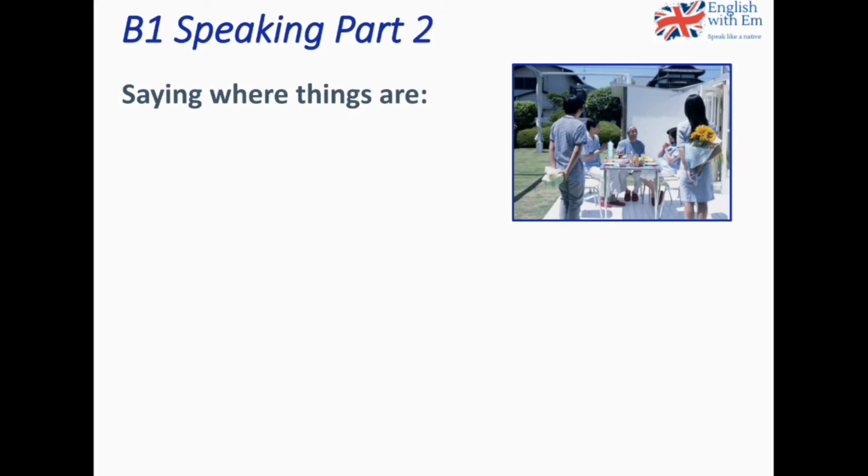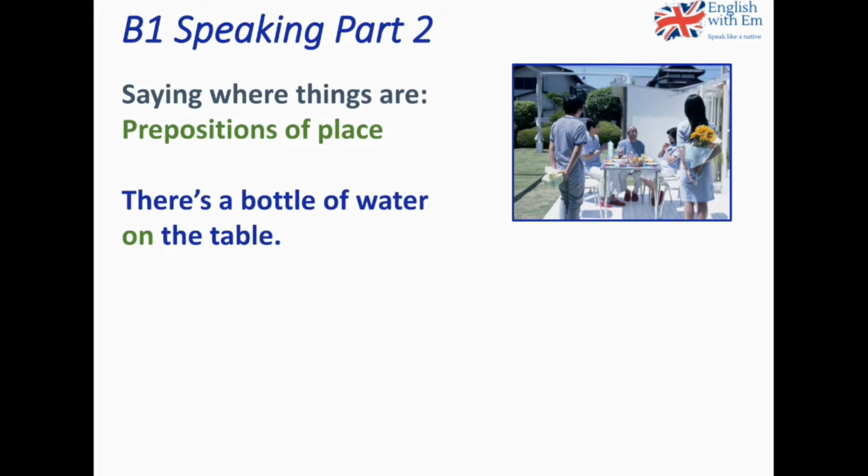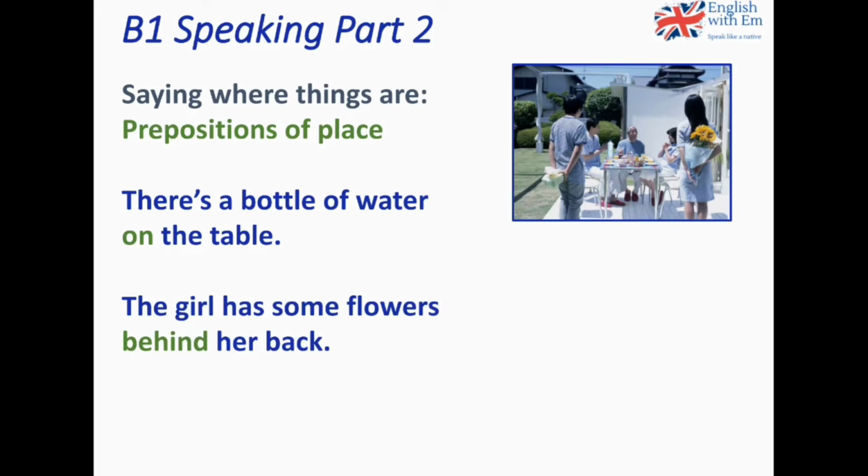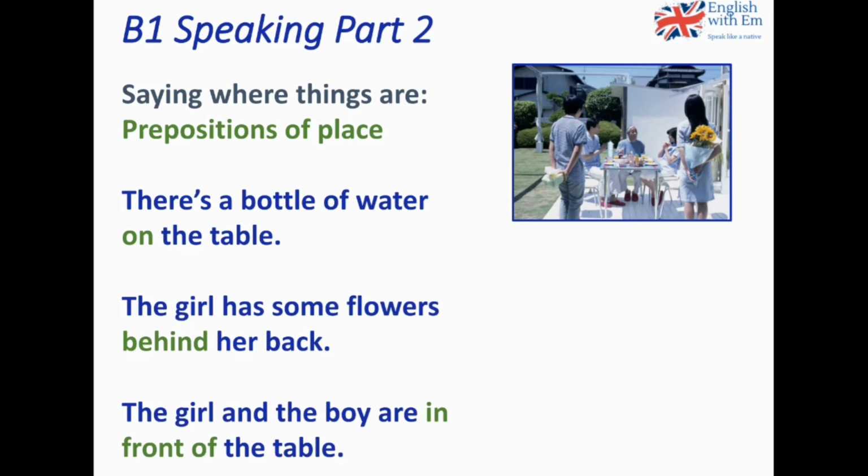Saying where things are with the prepositions of place. There's a bottle of water on the table. The girl has some flowers behind her back. The girl and the boy are in front of the table.